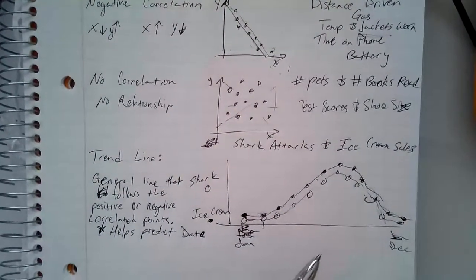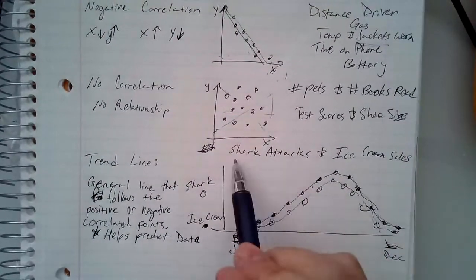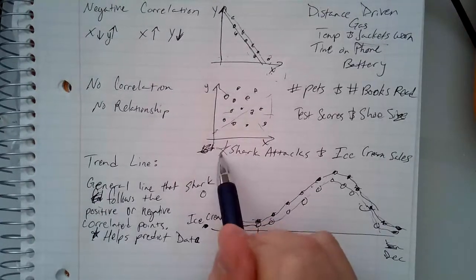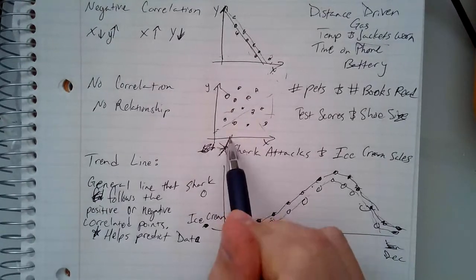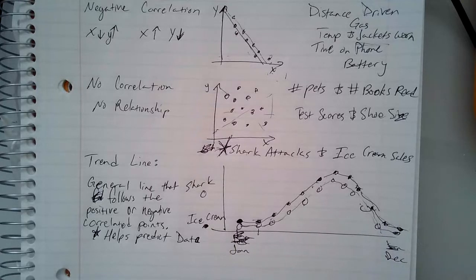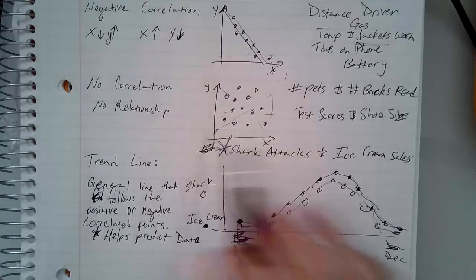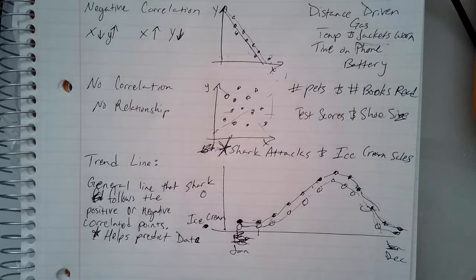So do a little research. That's probably going to be our Google Classroom question today. Why are shark attacks and ice cream directly correlated with each other? They follow, it's the craziest thing. They follow the exact same pattern. Okay.